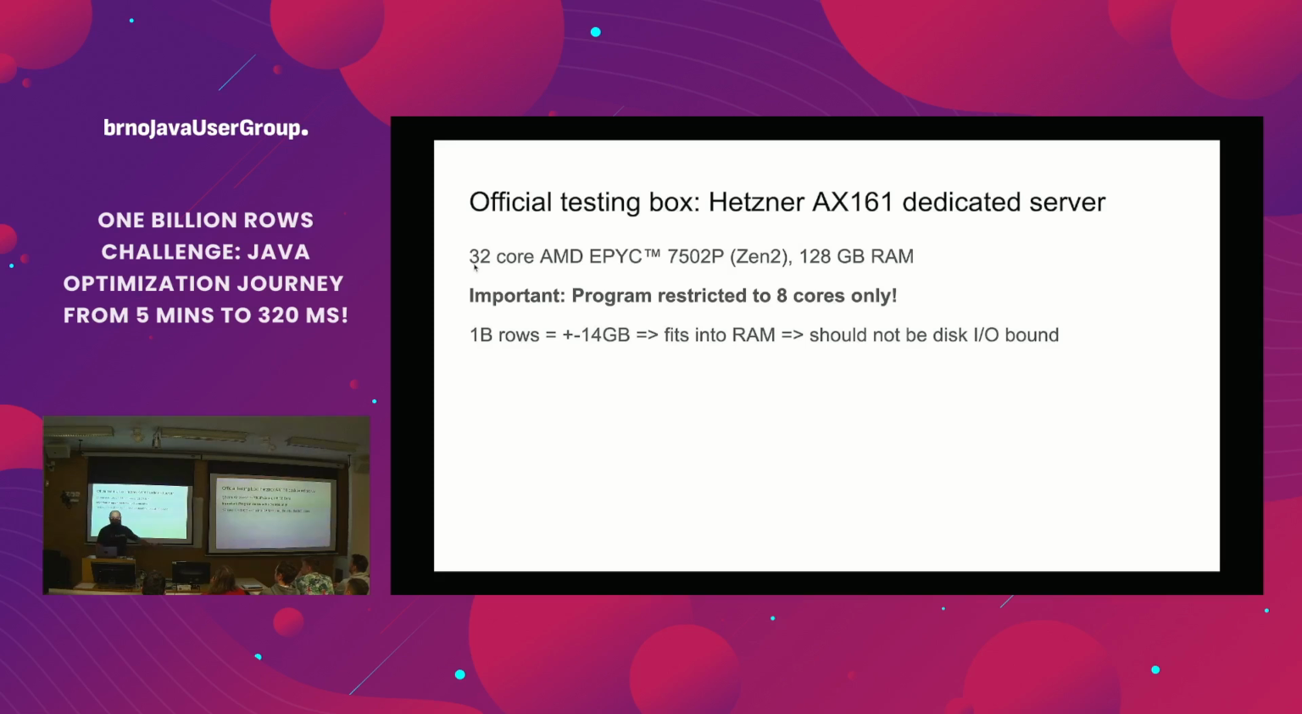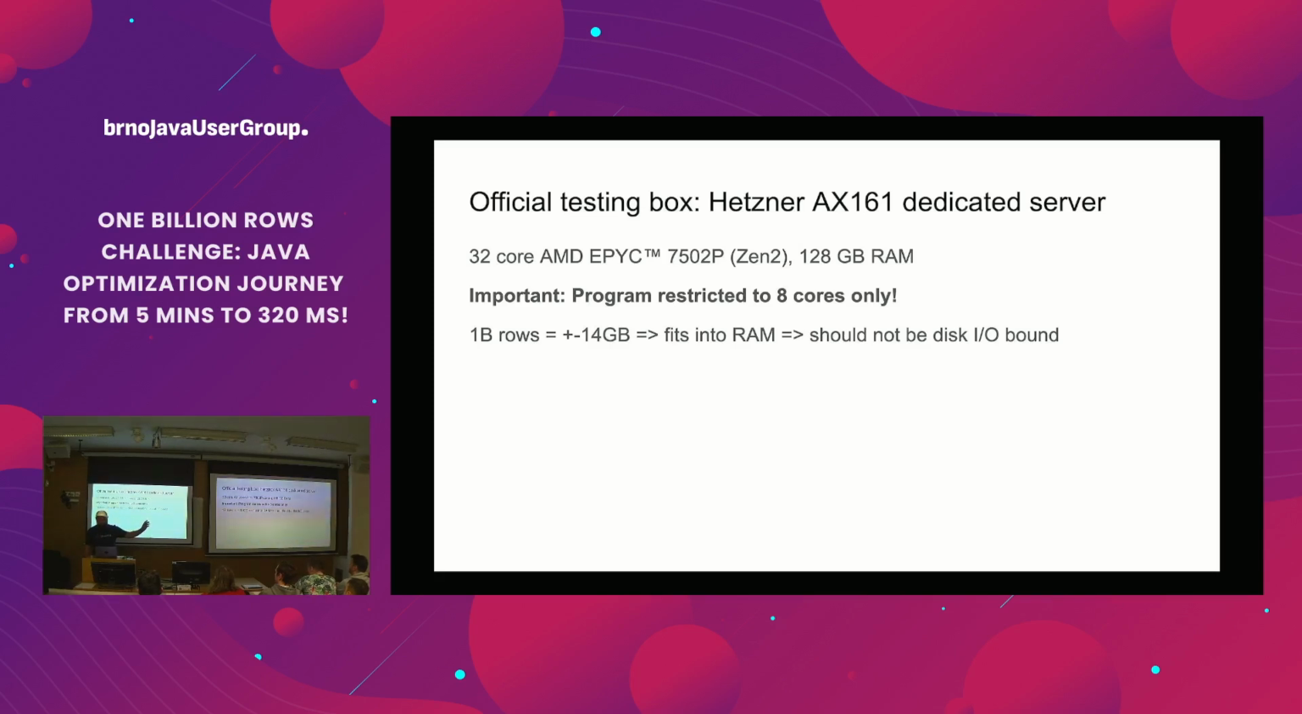So the box had 32 cores, but to obey the original rules, your program when running was restricted to only 8 cores. We had the whole hardware, the 32 cores, but the program for measuring purposes was, maybe he used taskset or something, I'm not exactly sure, restricted to 8 cores only. And one consideration: if you have 1 billion rows with city, semicolon, temperature, and you have a normal distribution of cities, as in the official measuring set, then the size of the file was 14 gigs.